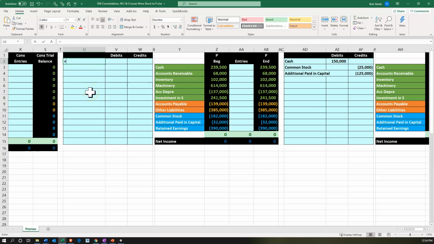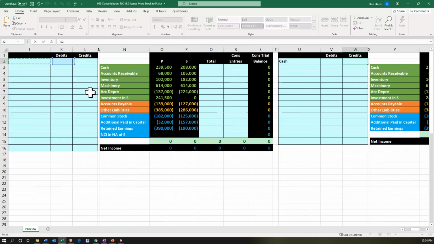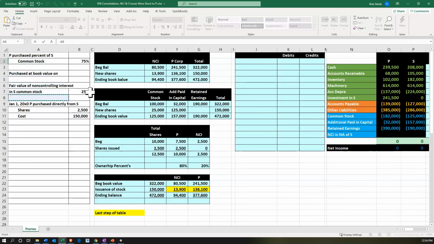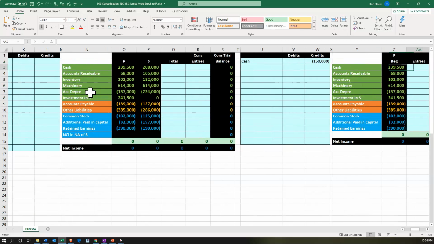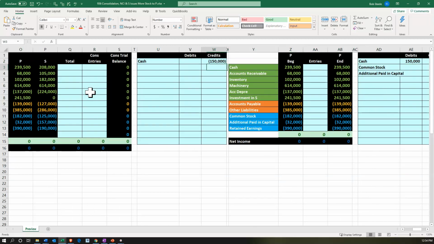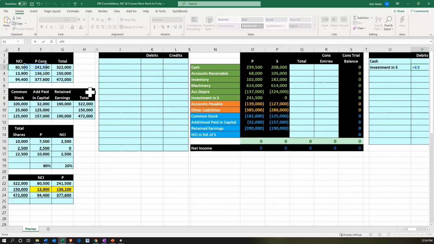You would think, I'm going to put cash first just because that's the easiest thing to think about. You would think that cash here would be credited, of course, and it is, by the 150,000. And then you'd say, well, then there's an investment in S. So we've got the investment in S that would be the debit. And you'd think the debit would just be for that 150,000.